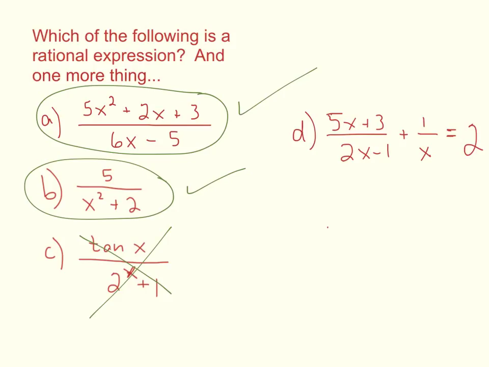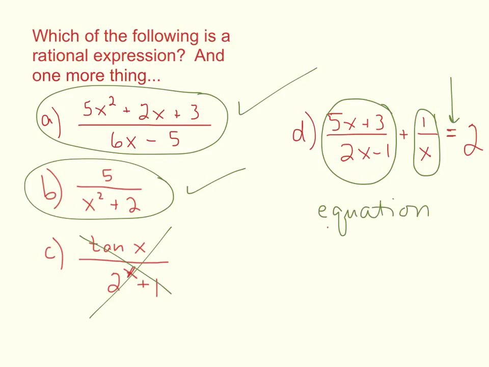And as far as D is concerned, well, on the left-hand side, 5x plus 3 over 2x minus 1, that is for sure a rational expression. 1 over x is a rational expression, but notice you have an equal sign here. So what we have in D is not an expression at all, it is an equation. So D would in fact be called a rational equation, but it is not a rational expression.